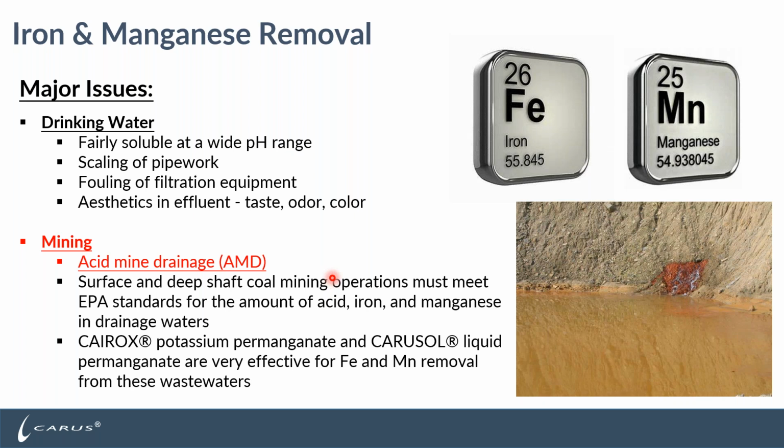In terms of mining treatment, one of the major issues for iron and manganese occurs for acid mine drainage. Surface and deep shaft coal mining operations have to meet EPA standards for the amount of acid, iron, and manganese in their drainage waters.